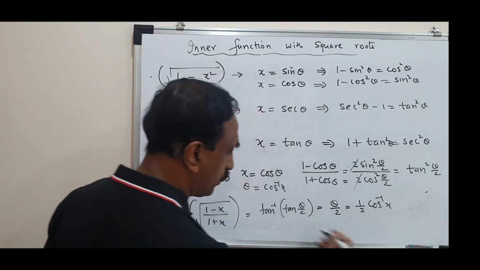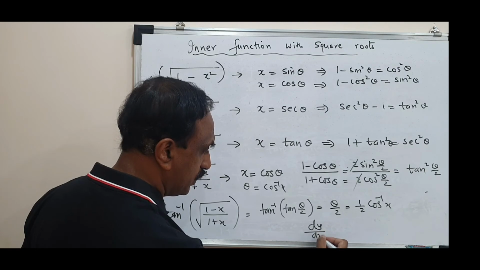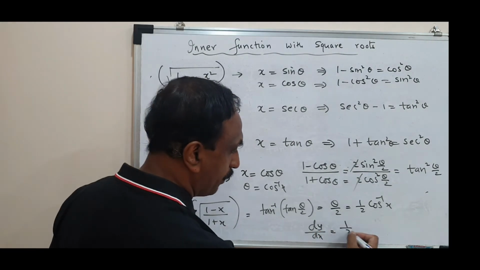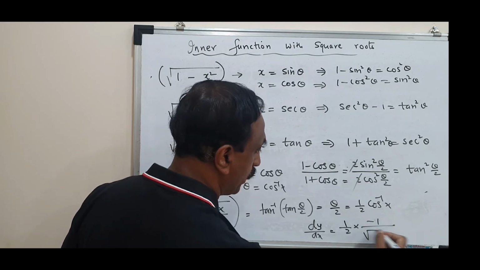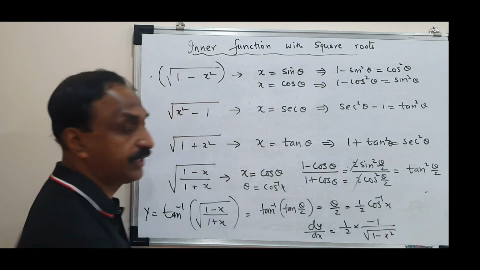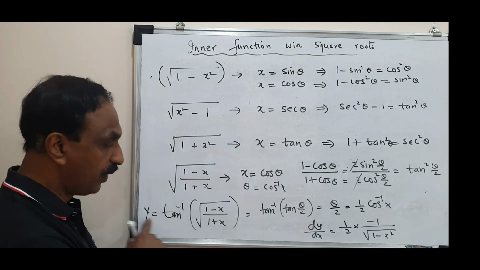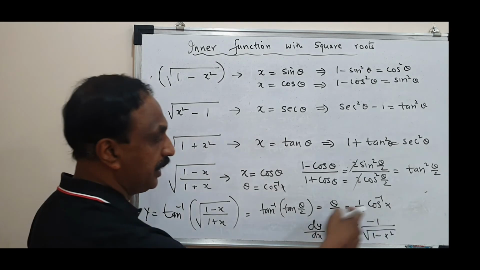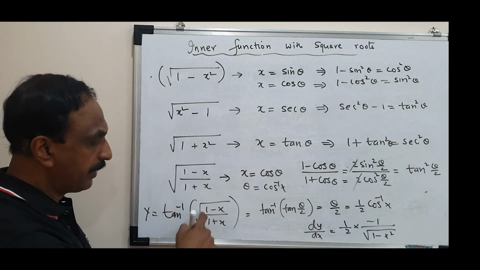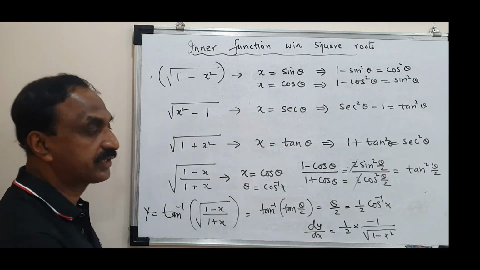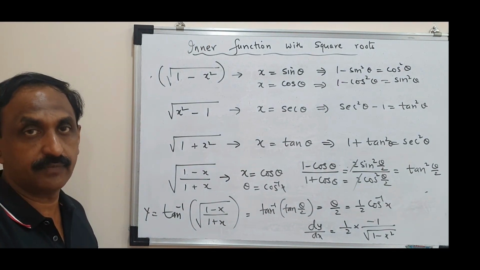We are not supposed to write equal to, so I'll write dy by dx equal to. So I'll put y here. So dy by dx equal to 1 by 2 into minus 1 upon root 1 minus x square. Why can I not write directly? Because function and derivative cannot be equal. So I should have y here and you should have dy by dx here. So always remember, whenever you are given root of 1 minus x upon 1 plus x, replace x by cos theta. You can easily simplify them and get the derivative.